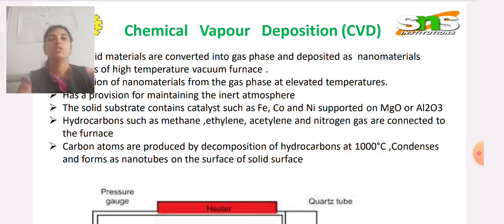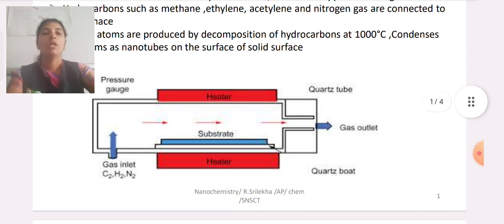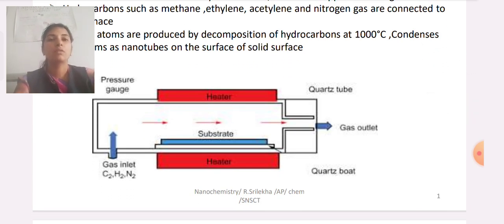Here I have shown this diagram. It consists of the gas inlet, the pressure gauge, the heater, and the substrate, which is placed in the center, and the gas outlet, which is on this side of the tube. So it consists of a high temperature vacuum furnace. It has a provision to maintain the inert atmosphere.